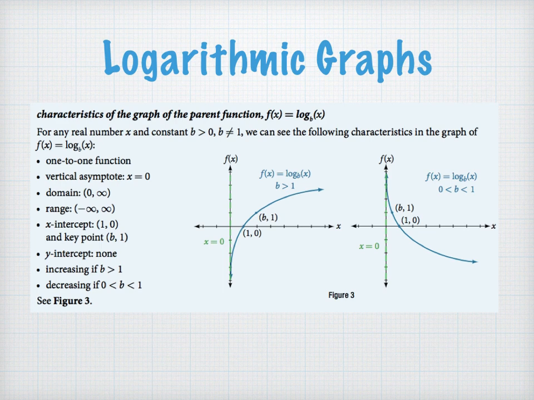And of course, all of these hold true unless we've had shifting going on. If we have any graph transformations going on, we might have a y-intercept or we might have a different x-intercept.